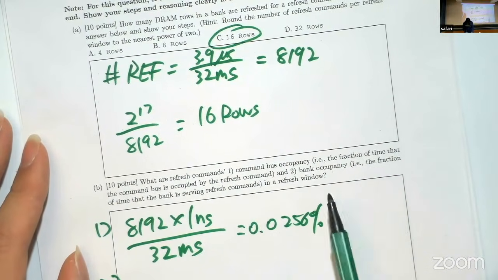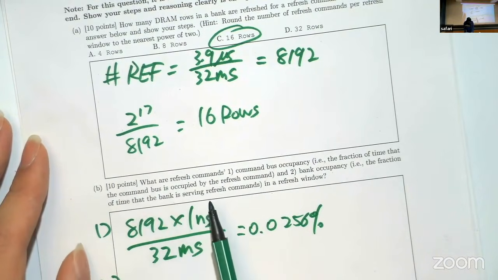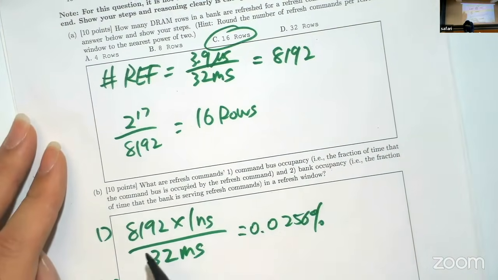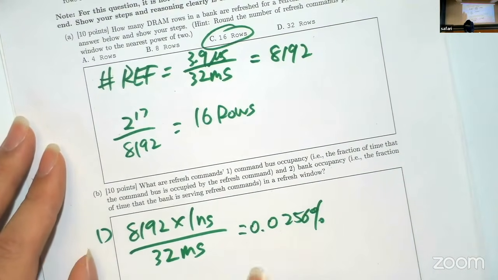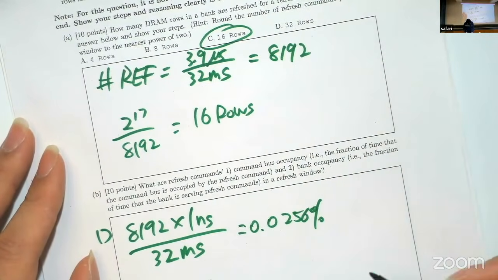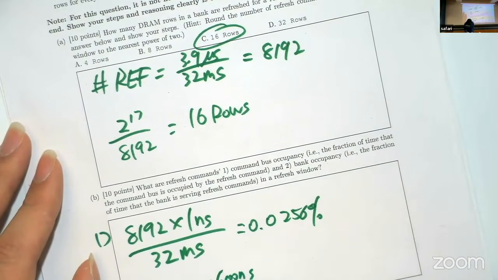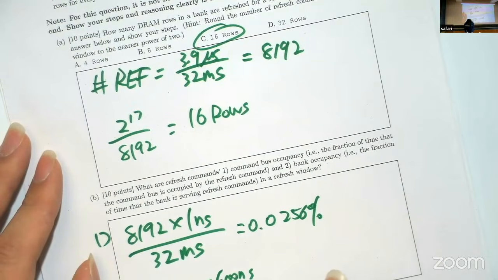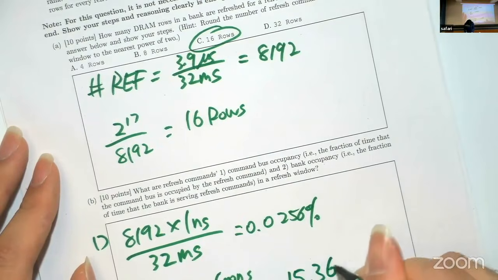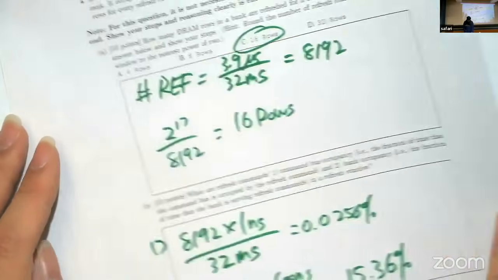And second, the bank occupancy, which is the fraction of the time that the bank is busy serving refresh commands. So with the same formula, because now we are computing the time that the DRAM device spends refreshing, it takes 600 nanoseconds instead of 1 nanosecond. So the answer would be 15.36%.